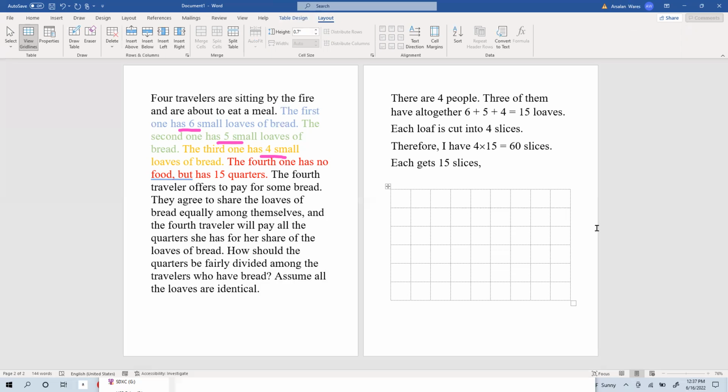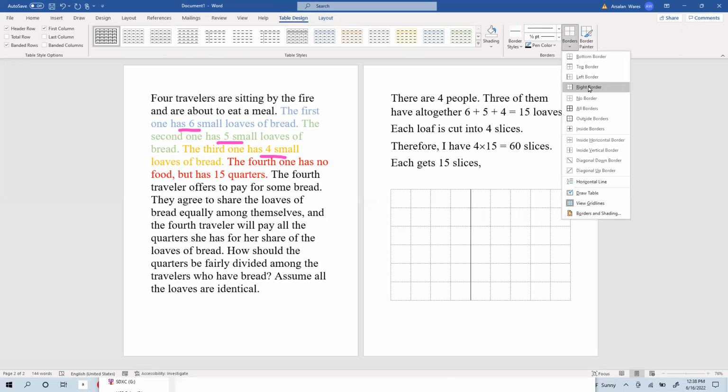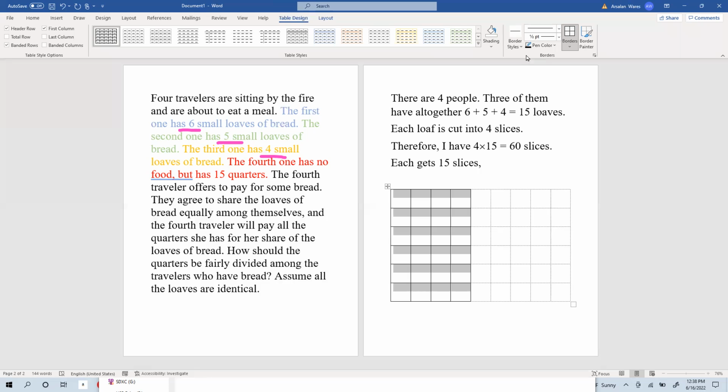Okay, I'm thinking what's the best way to draw? Okay, fine. I made a decision here. Let's say these are the first 6 loaves of the first traveler, each cut into 4 pieces. The blue is traveler 1's first loaf cut into 4 pieces, traveler 1's second loaf cut into 4 pieces, traveler 1's third loaf cut into 4 pieces.